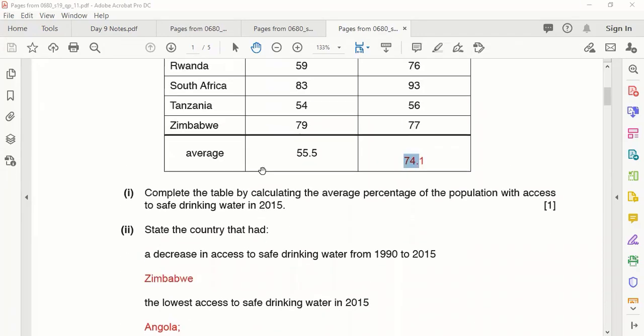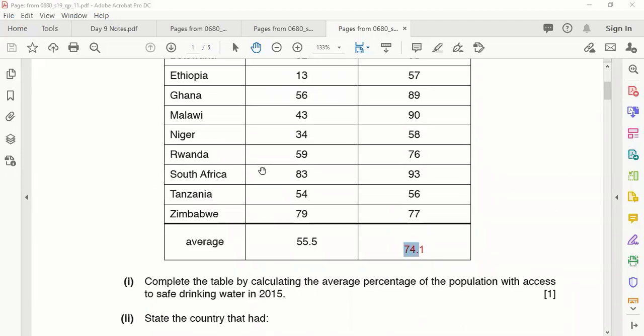Malawi. Oh. We'll see. Where's Malawi? See here. Because before it was how much? 43. It has become 90. It means how much? 47? Highest increase. 47. Yes, that's the highest increase.